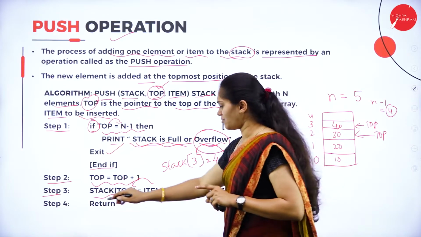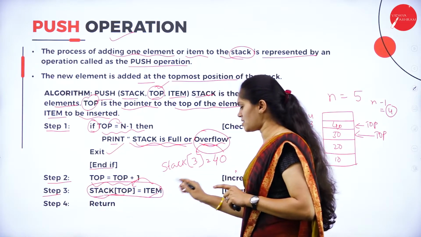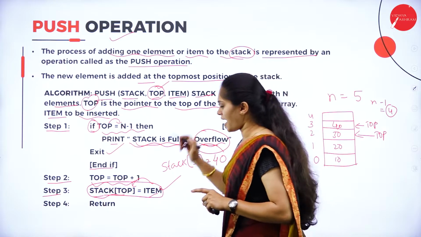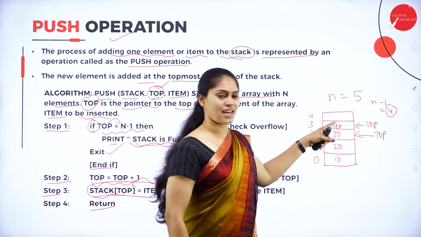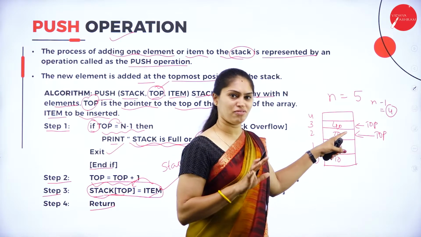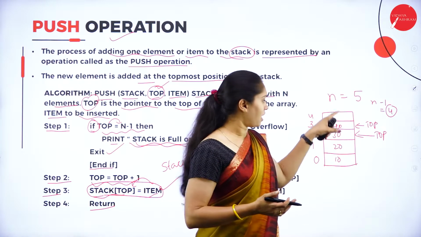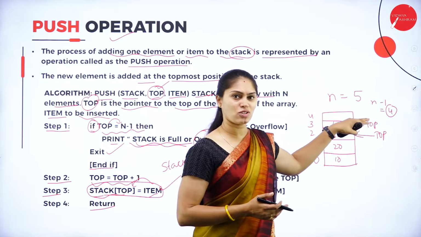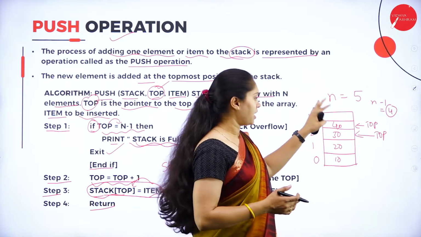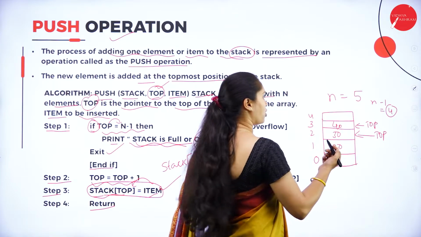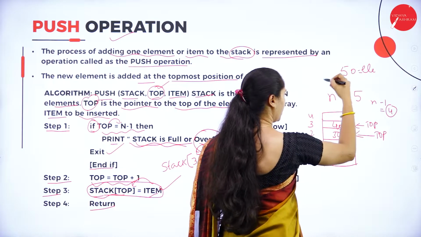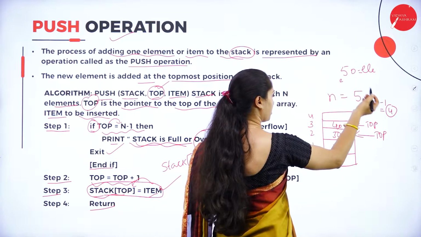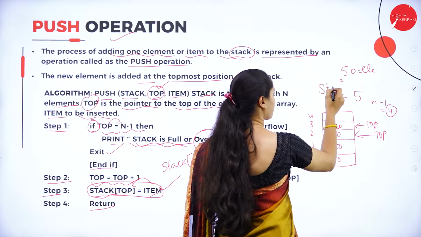Fine. Then if I am done with the insertion of a new element into a stack, then we can return. And also one more possibility is there. I wanted to insert one more element called 50. How can I do that again? Again top is not equal to n minus 1, then there will be space. Then I wanted to insert an item called 50 to the stack top.